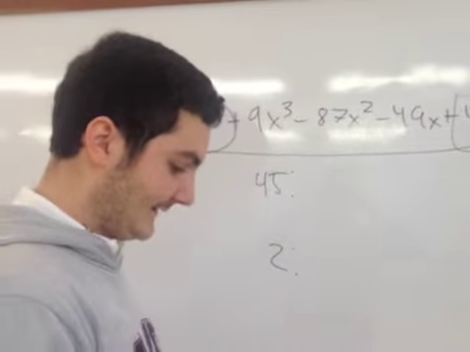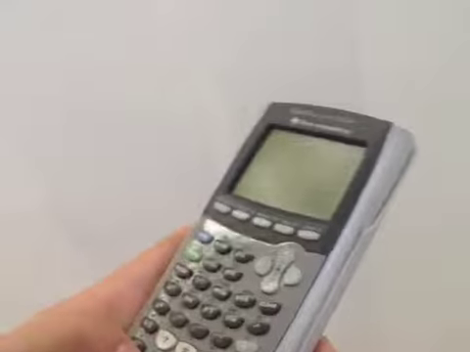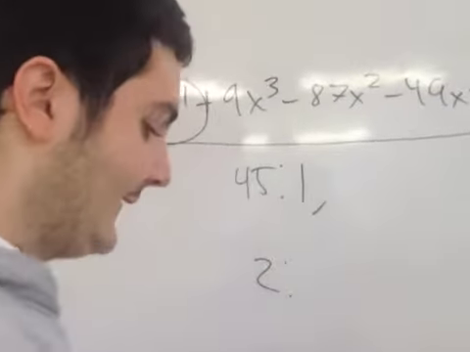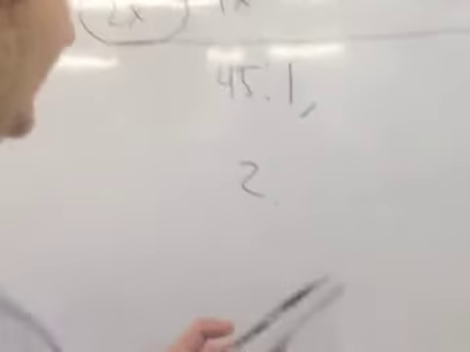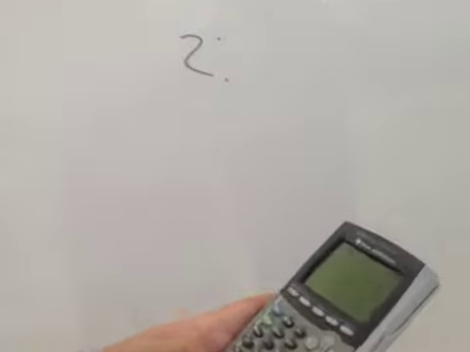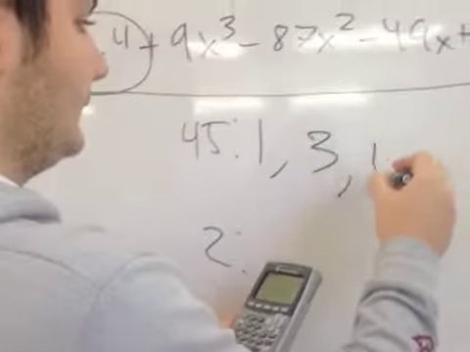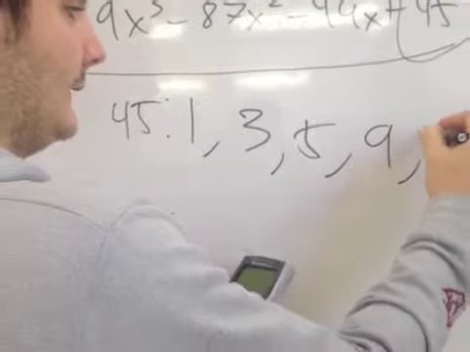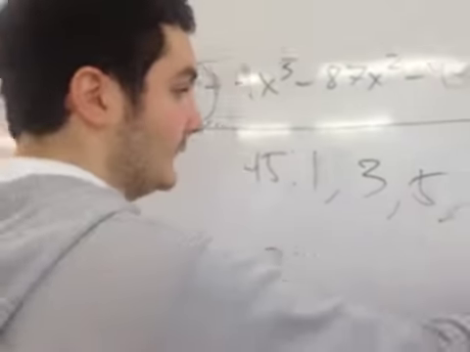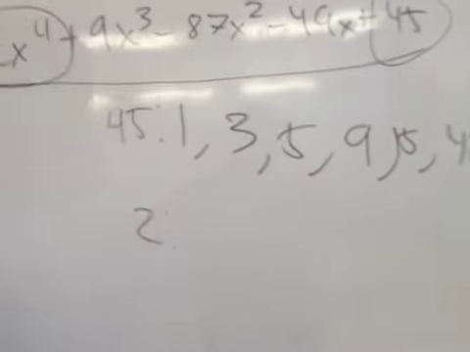Okay, I'm using it. So 45 divided by 2, it's not. 1, yes. 45 divided by 3 is 15, so 3. 45 divided by 4, no. 45 divided by 5, yes. So 5, 9, 15, and 45. So 1 times 45 is 45, 3 times 15 is 45, 5 times 9 is 45.